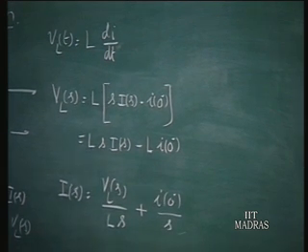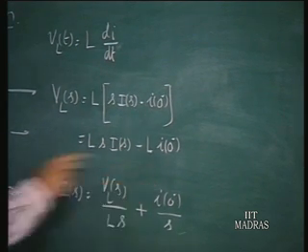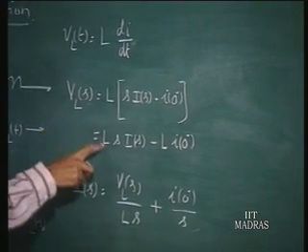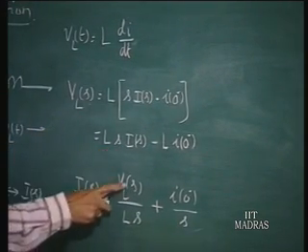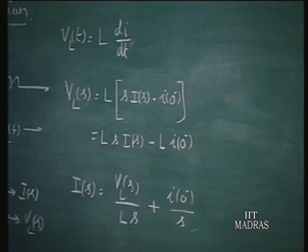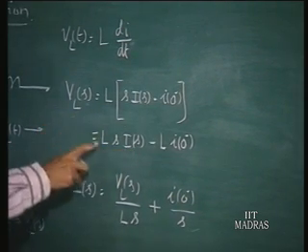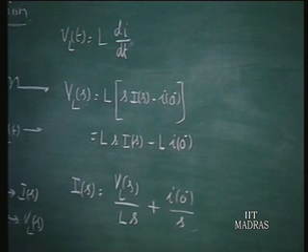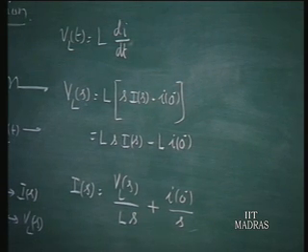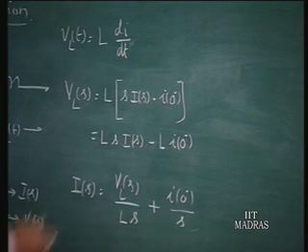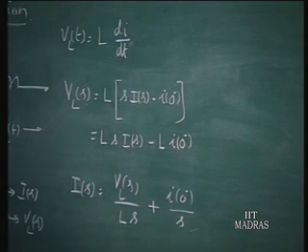Now, provided the initial conditions are 0, suppose i(0-) is 0, there is a proportional relationship between VL(s) and I(s). VL(s) is L s times I(s). I(s) is VL(s) over L s. That means there is a kind of generalized impedance to the current flow in the transform domain. If a current I(s) passes through an inductor, the voltage is L s times I(s). So L s can be regarded as the generalized impedance of the inductor in the transform domain. Same thing here also, VL(s) over L s. So 1 over L s can be thought of as the generalized admittance of the inductor.